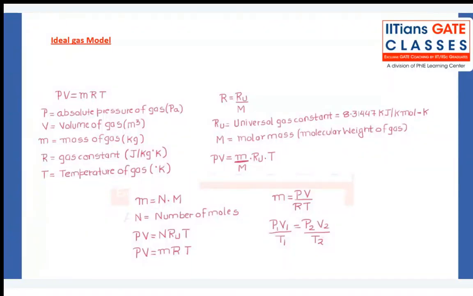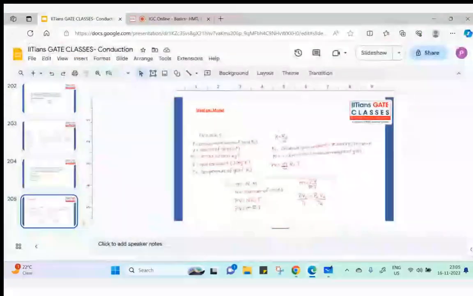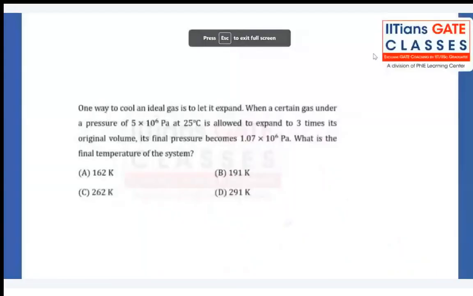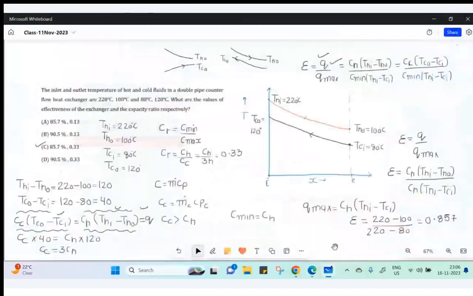Okay. Let me take one problem here, probably that will explain something for you guys. See this problem here. One way to cool an ideal gas, already it is telling you it is an ideal gas, is to let it expand. When a certain gas under a pressure of 5 into 10 to the power 6 Pascal at 25 degrees is allowed to expand to 3 times its original volume, its final pressure becomes this. What is the final temperature of the system? Let us try to understand this part. Okay. See this.